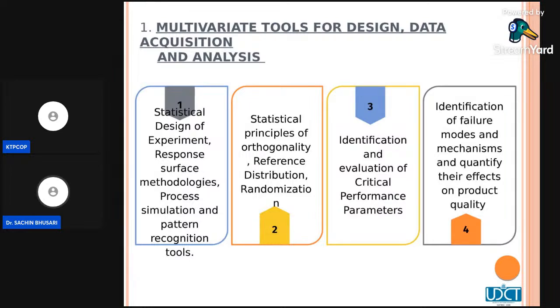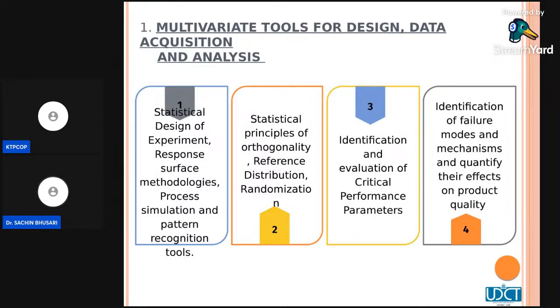Now just see multivariate tools for design, data acquisition and analysis. There are some changes in my presentation when I'm presenting in StreamYard. There are changes in the graphs as well as the figures as well as some textual matters. That is a slight change because of the unit which we are using. So forgive me about that. It's a change because of this module. Now, multivariate tools for design, data acquisition and analysis.